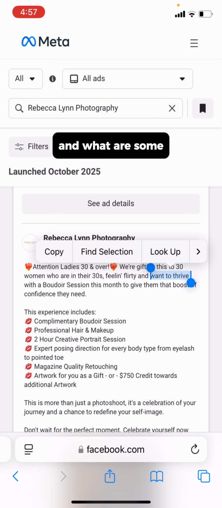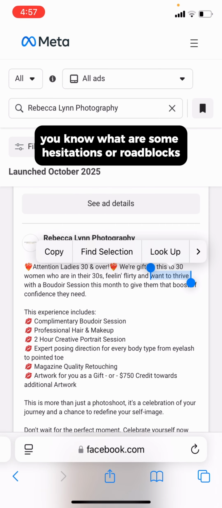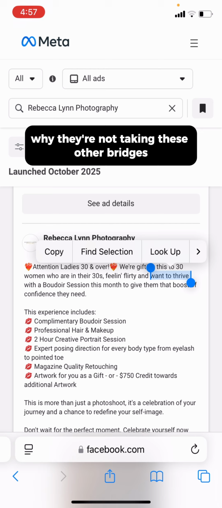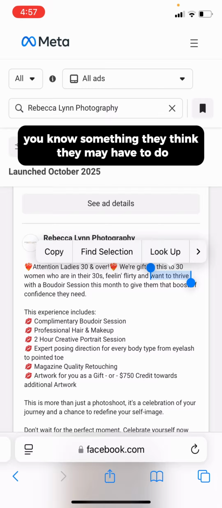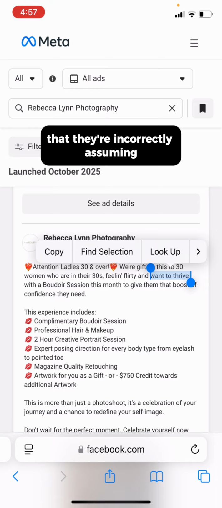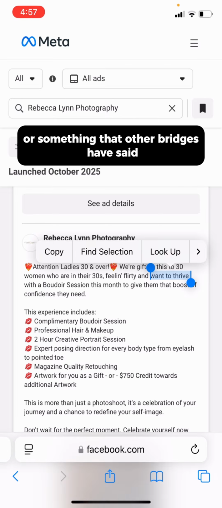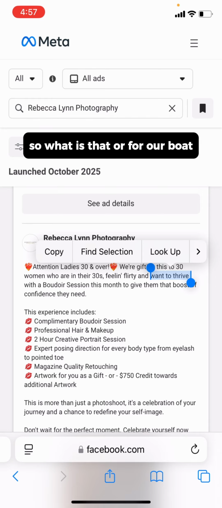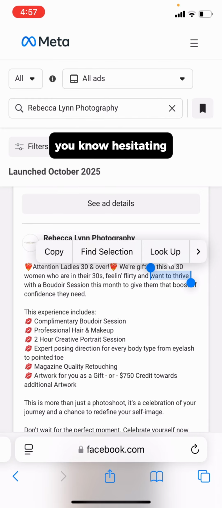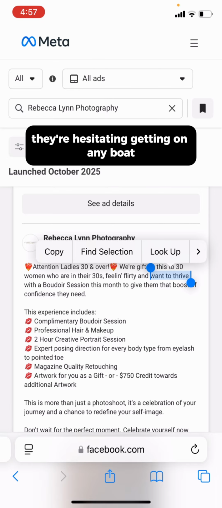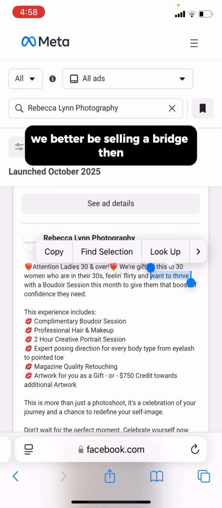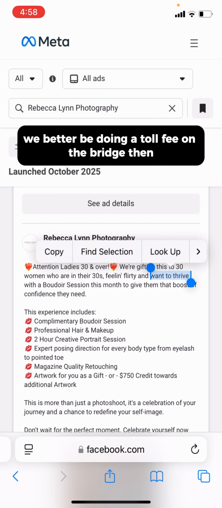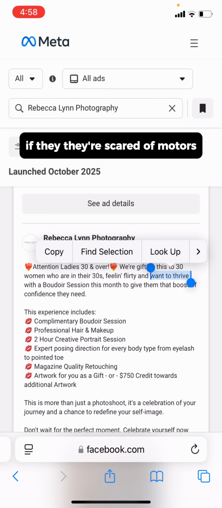And what are some hesitations or roadblocks the women in our city are saying why they're not taking these other bridges or they're not taking our bridge? Something they think they may have to do that they're incorrectly assuming, or something that other bridges have said or they got to do and they don't want to do. So what is that? Or for our boat, what's hesitating? They're hesitating getting on any boat. Maybe they don't trust motors. Okay, well, we better be selling a bridge then. We better be doing a toll fee on the bridge then if they're scared of motors.